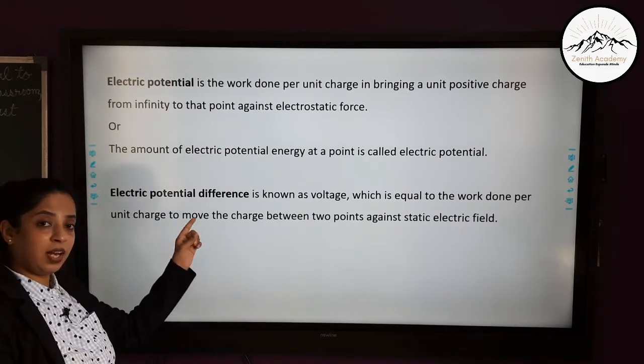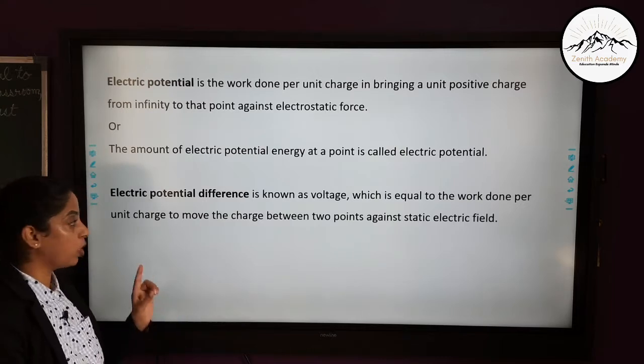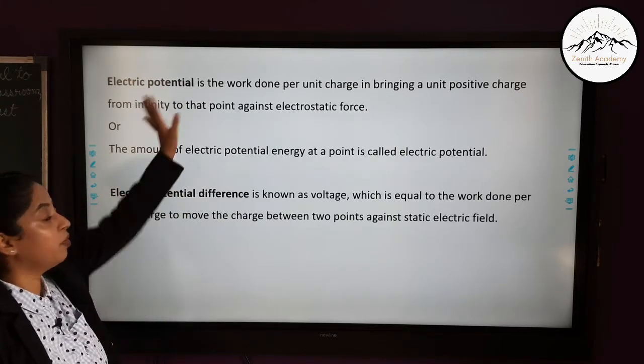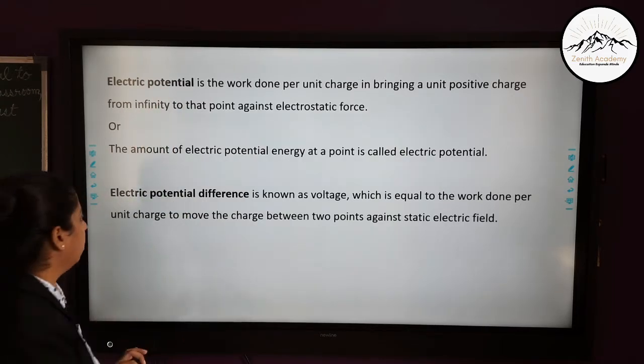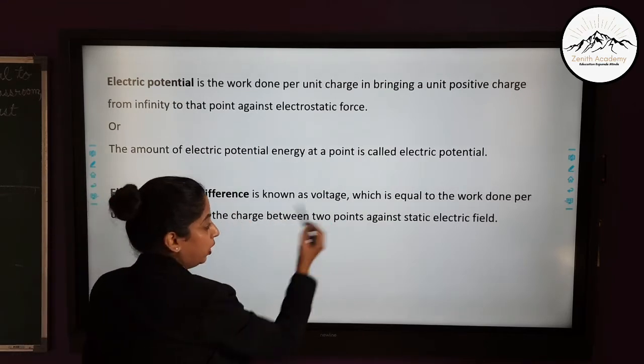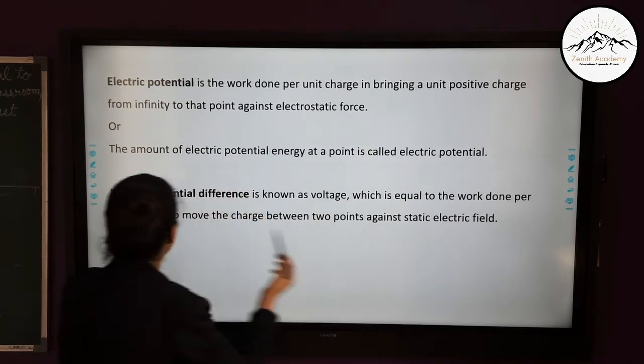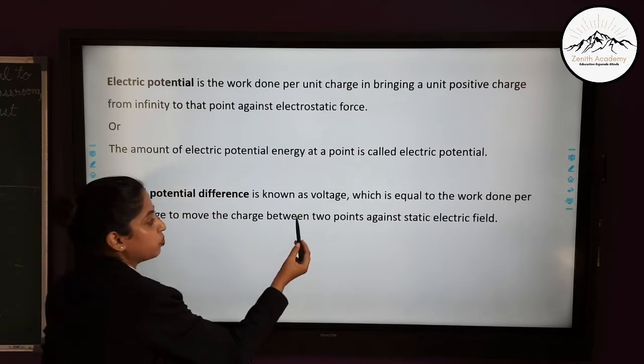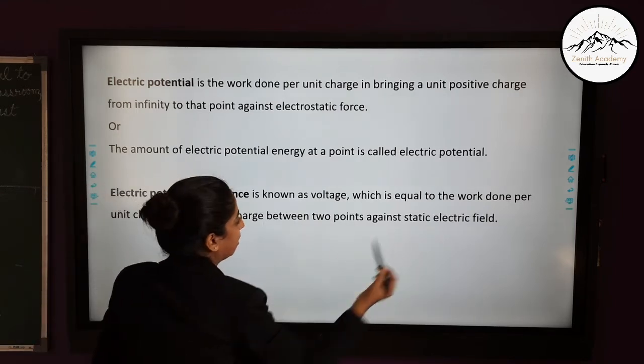Now, let us talk about electric potential difference. So, what is potential difference and how is it different from potential at a point? Now, electric potential difference is also known as voltage, which is equal to the work done per unit charge to move the charge between 2 points against a static electric field.